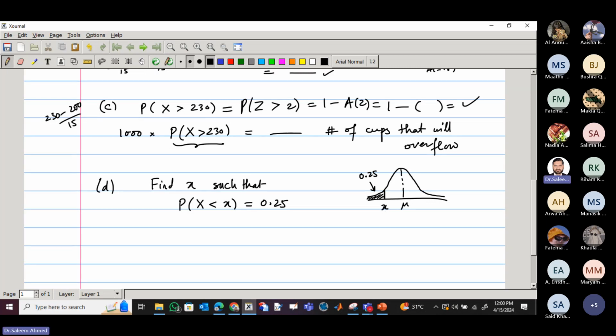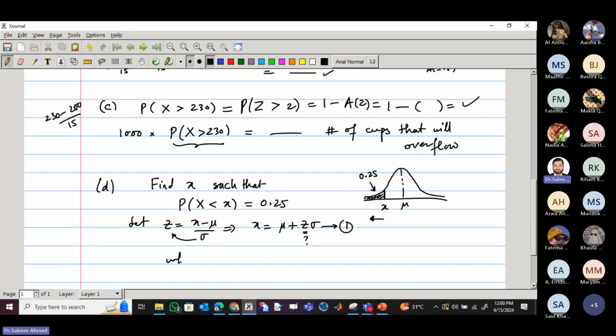Below what value? Below means on the left. The smallest 25% of the drinks. So these are the smallest 25%, right? That is the inverse use of the table. So let Z equal X minus mu by sigma. Then X will become Z sigma plus mu, right? I multiply Z by sigma and add mu. This is what I want, but I need the value of Z first, right?